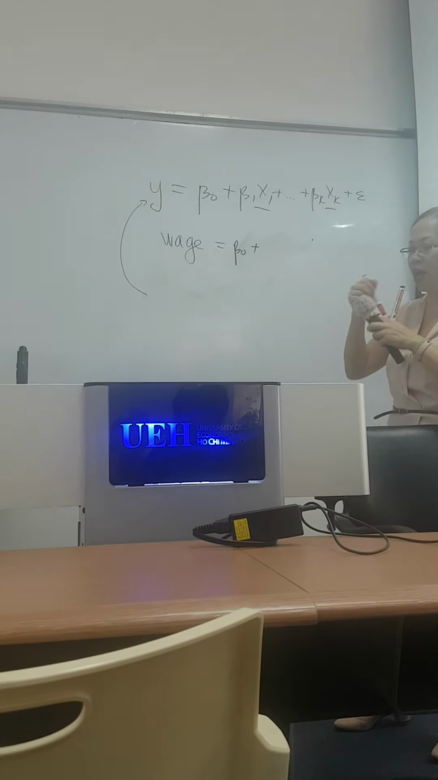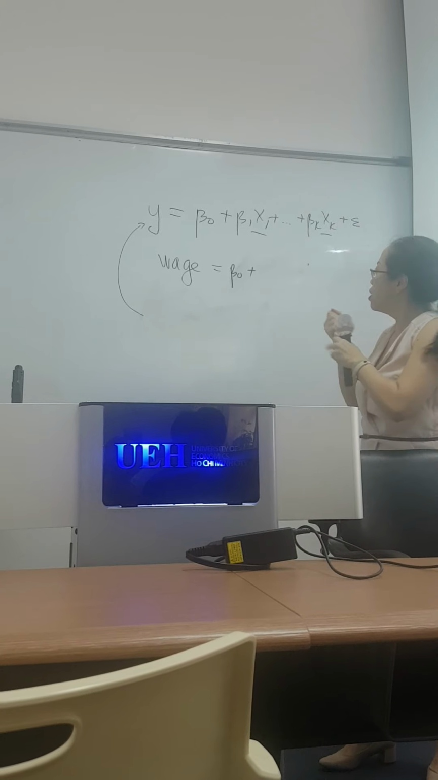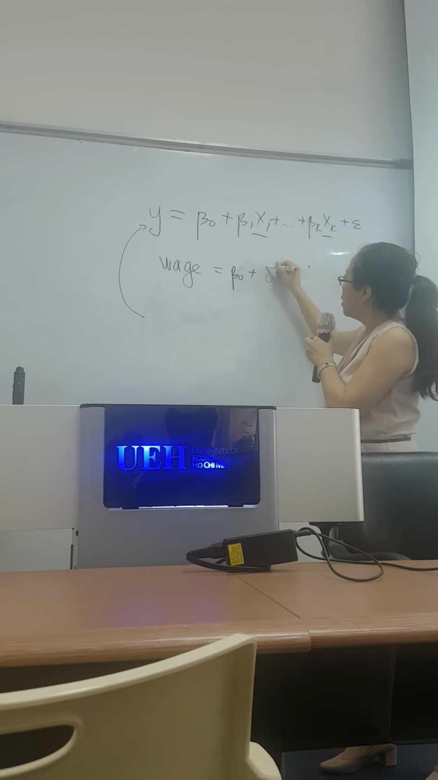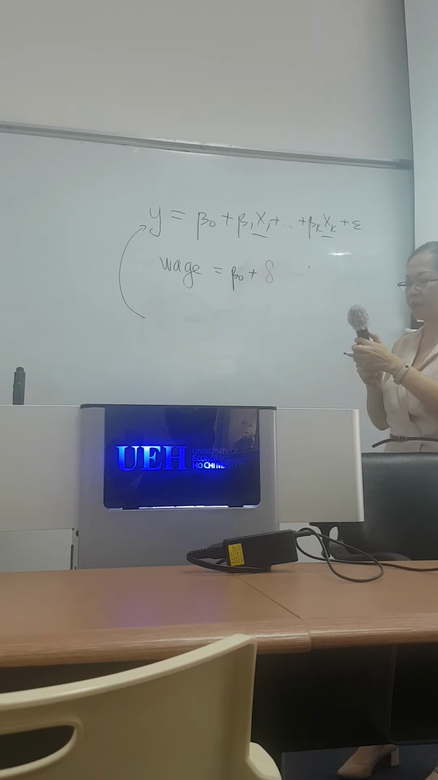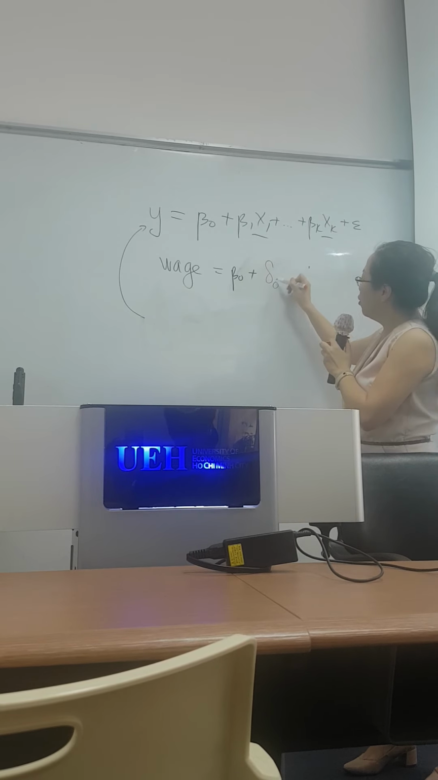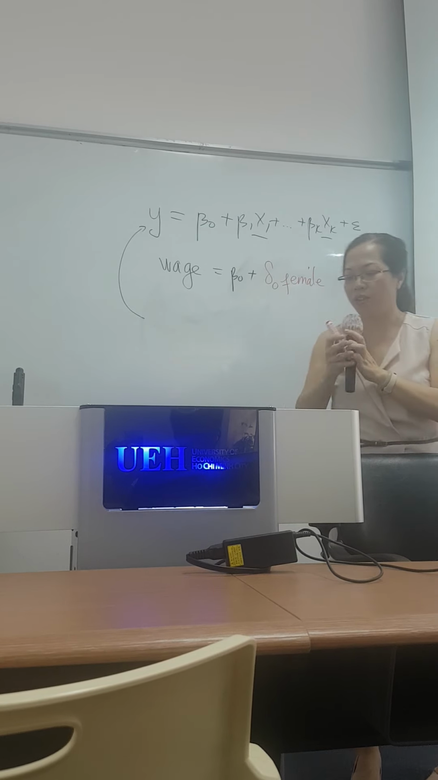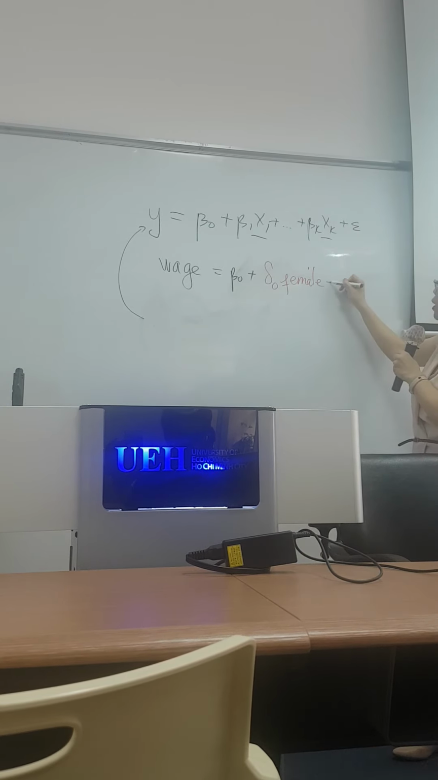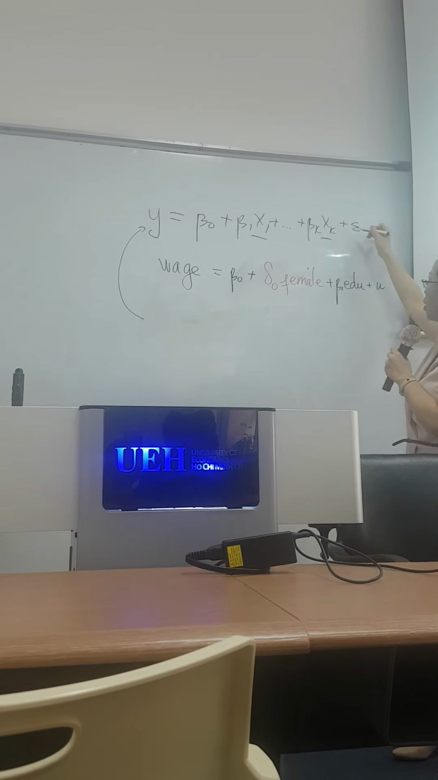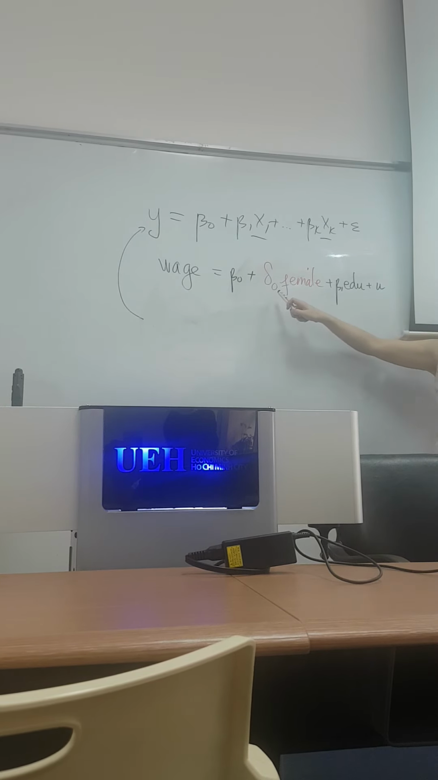So I have wage equal to beta 0, and then plus a dummy variable representing the gender of the wage earner. So I got here delta 0 female, and then also plus beta 1 education, and then plus an unobserved variable. Okay, so I've got that new variable here.